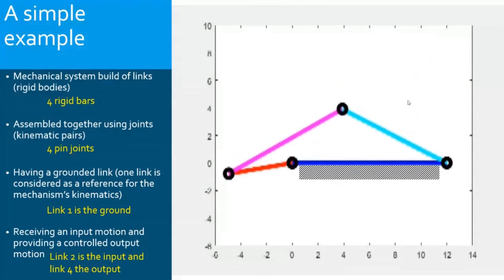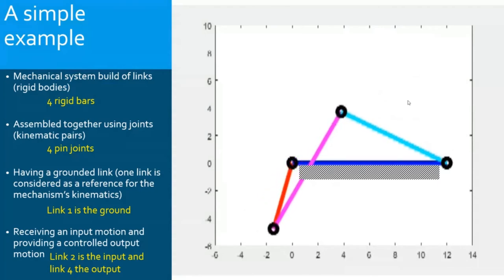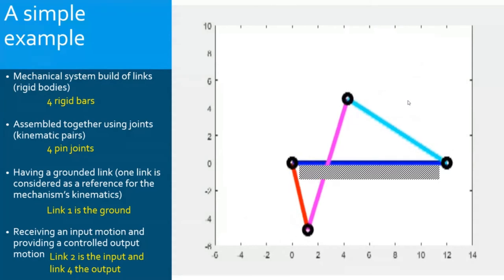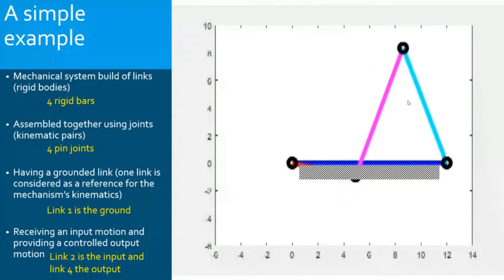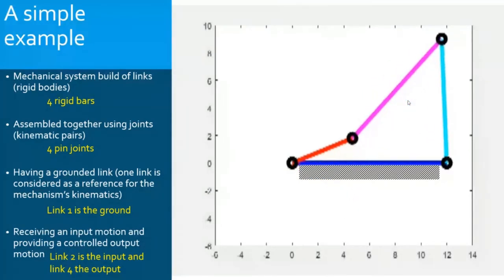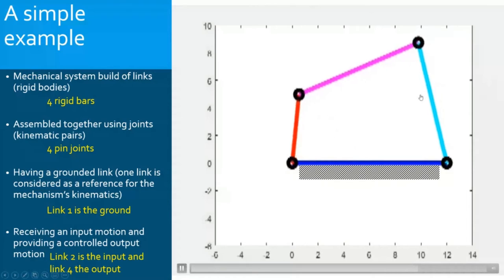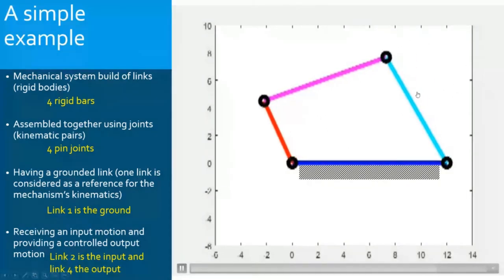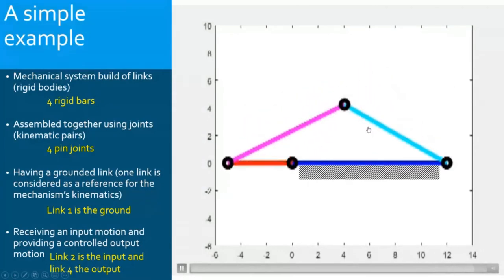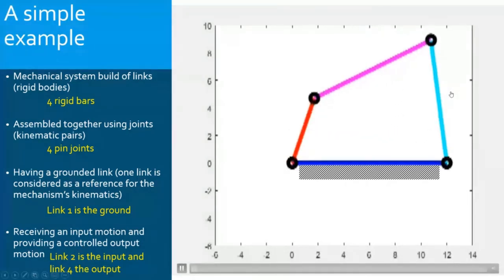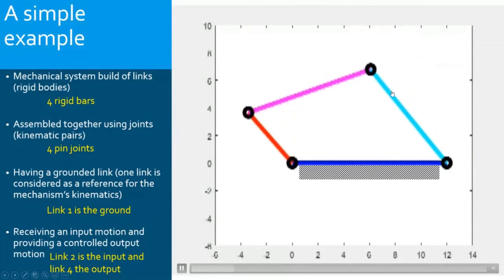Let's focus only on this example. Now, see how the red link is moving and how the cyan or light blue one is moving. Now the red one is making a full rotation, whereas the cyan link, this one, is just going back and forth. It cannot complete a full 360 degree rotation. It will go up to this position, I think, and then it will go back. The range of rotation of this link is limited.